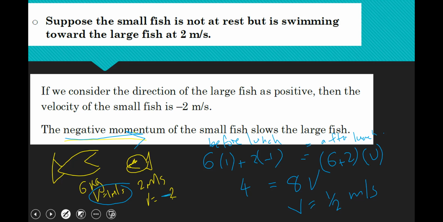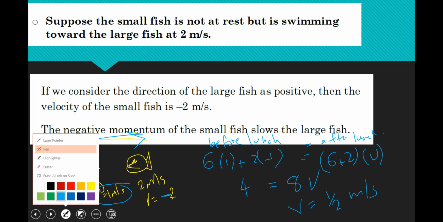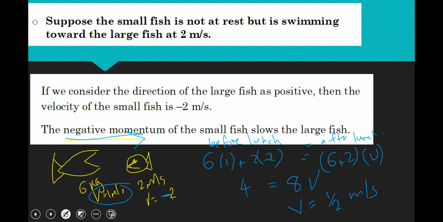Teacher, but why is it 1? Why isn't it -2? The one for the big fish. You said 6 multiplied by 1 plus 2 multiplied by -1. Why is it -1? Okay, by mistake, I saw that it is -2. So here we have 6 plus -4, which is 2. Six minus 4 is 2, so it will be 1/4 meter per second.